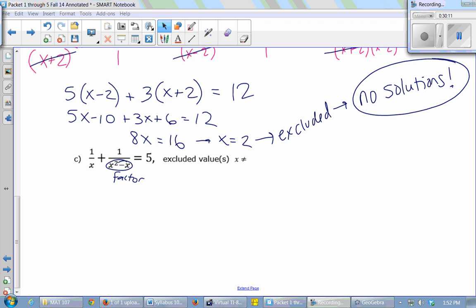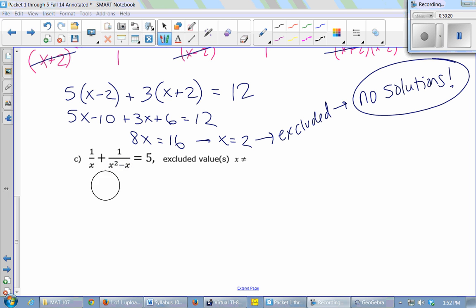Okay, so let's take a look at this. My hint to you was to factor x squared minus x before you do anything else. Before you do excluded values, before you start trying to solve, factor that. So 1 over x plus 1 over x squared minus x, how does that factor? x times x minus 1, good, equals 5. And it might be helpful, since we're dealing with fractions, to write 5 as a fraction, 5 over 1.